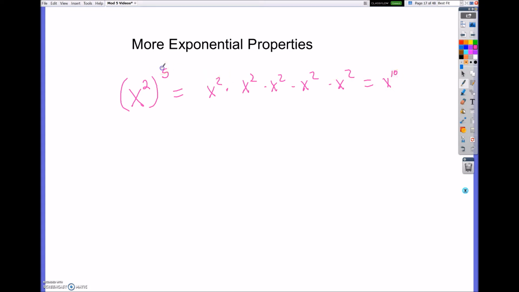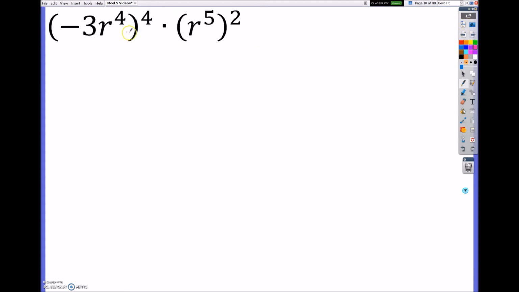So what we did here is, when we have a power to a power, we multiply those numbers to get x to the 10th power. It's a shortcut. So let's go ahead and look at our first example. We have a lot of stuff here. And whenever I have a power with parentheses, I'm going to distribute it to each and every thing on the outside. So this is saying -3 to the 4th power, r to the 4th power to the 4th power.